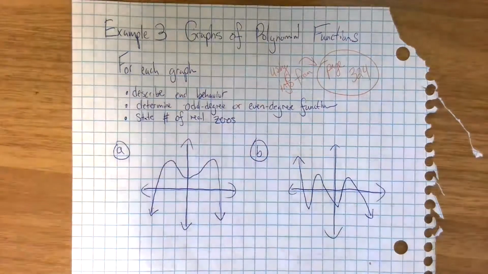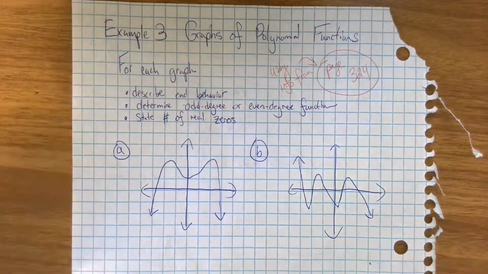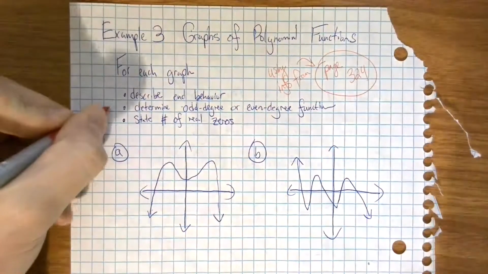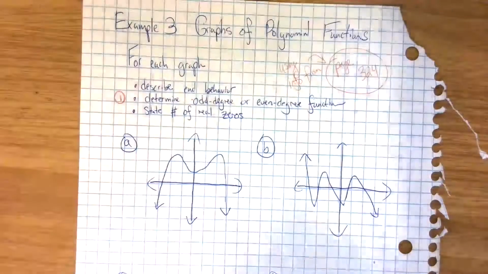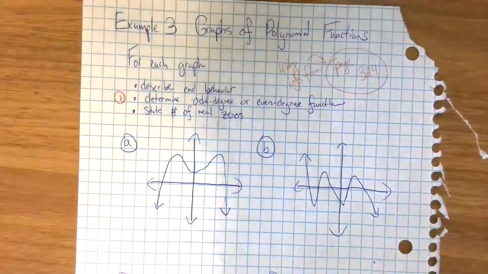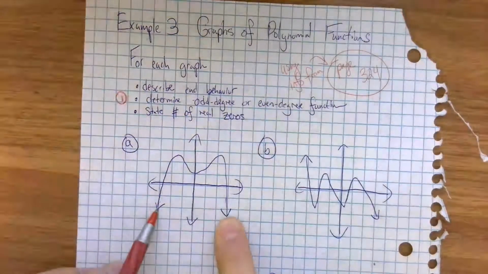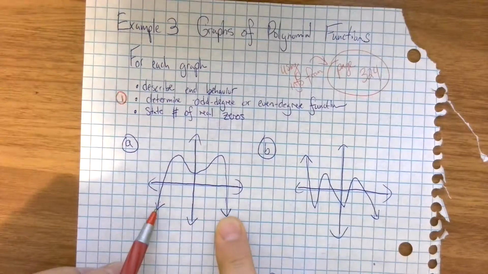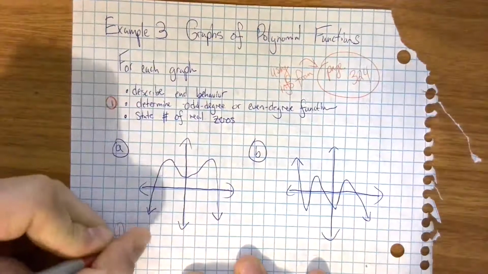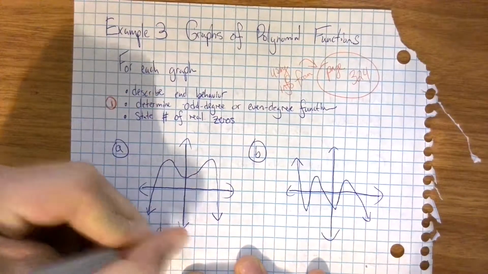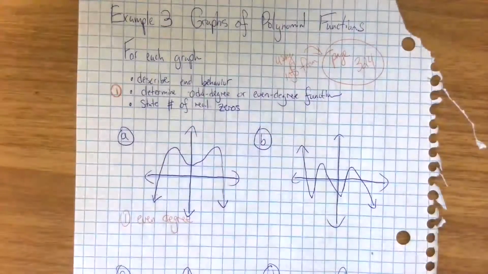So, looking at the first graph here, instead of talking about end behavior first, we're going to very quickly and easily determine whether something is of even degree or odd degree. If the arms, which is where the arrows end up pointing off of the graph, are pointing in the same direction, then you automatically know that the function is of even degree. Once again, these arms are both pointing down.